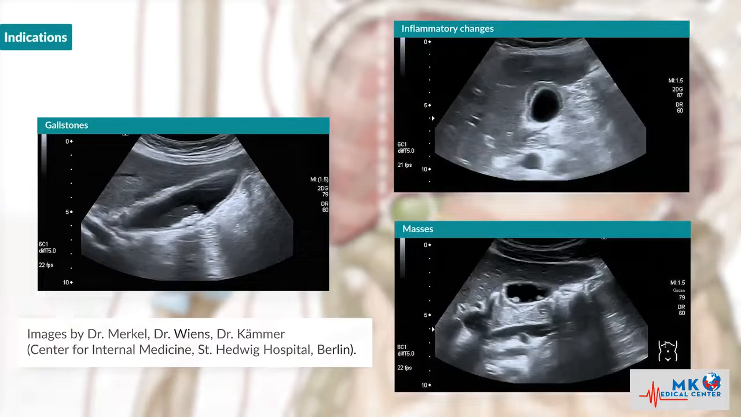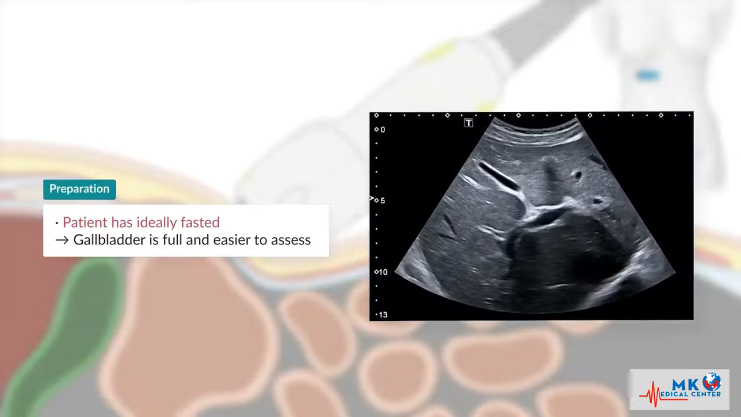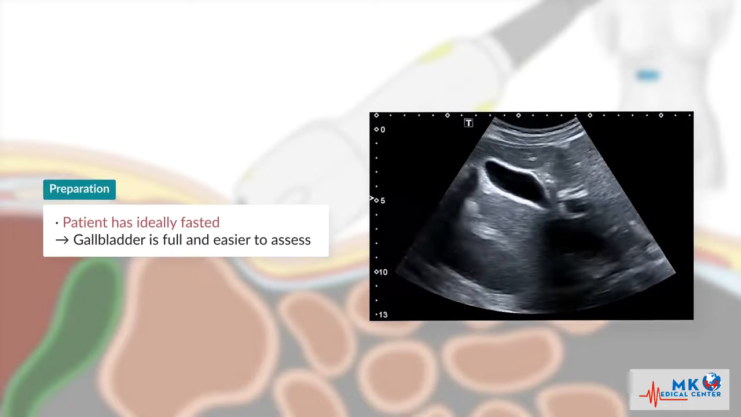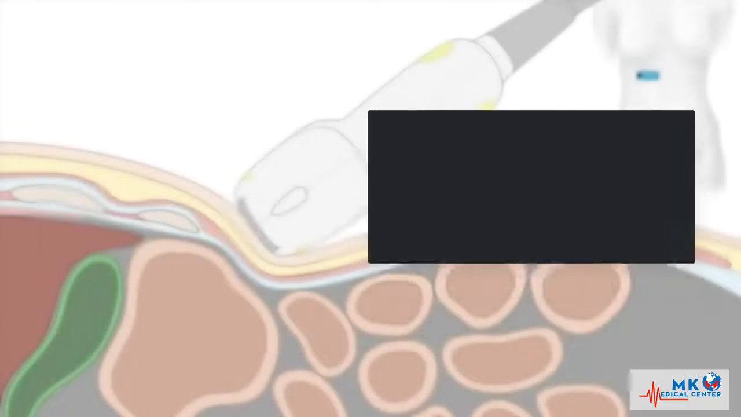narrow the differential diagnosis. Ideally, the patient should have fasted before the scan. This is because in the fasting state, the gallbladder is distended with unreleased bile, which allows for a better assessment.